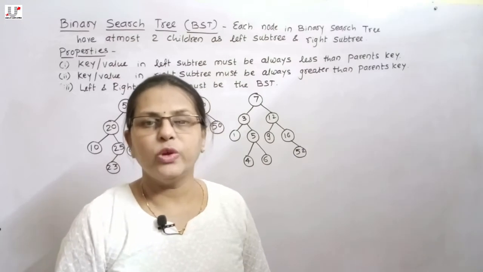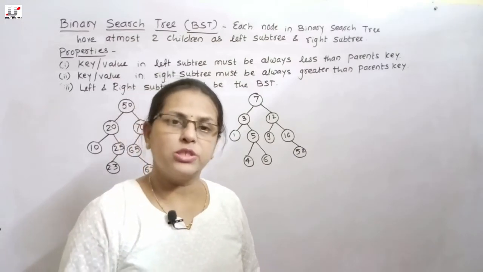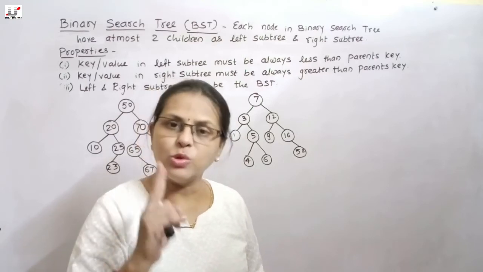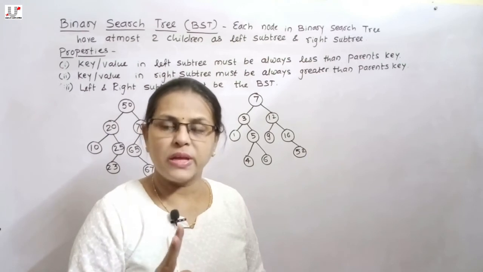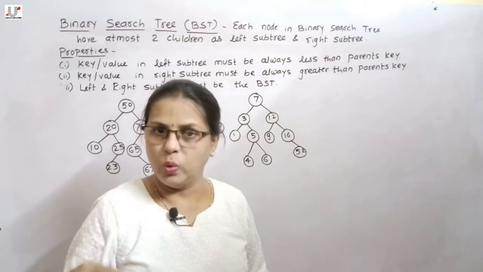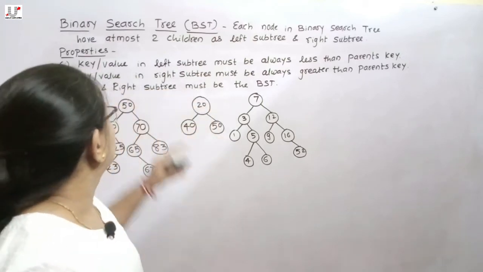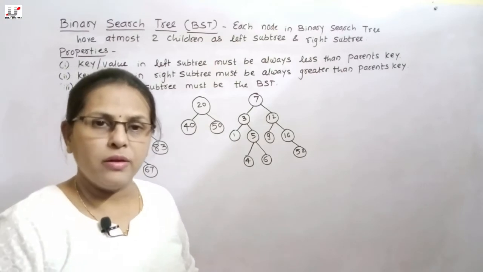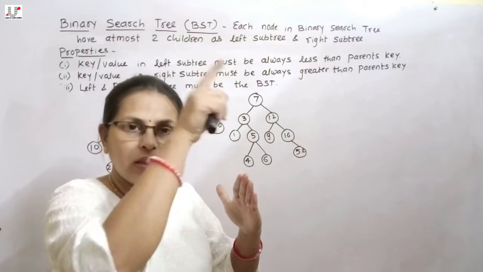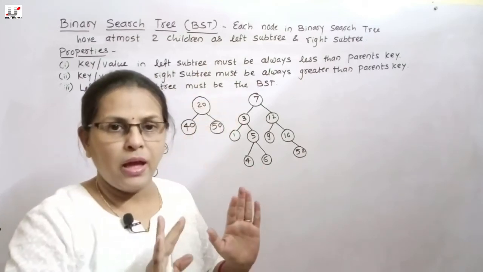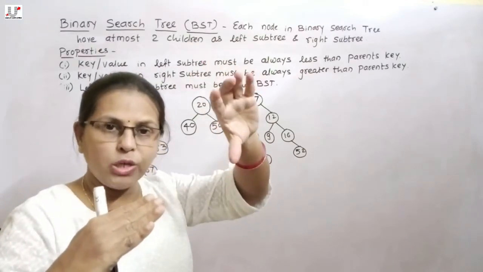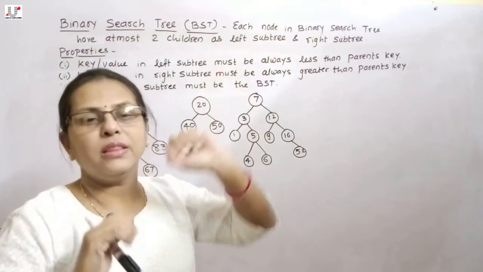Hi friends, in this video we will discuss binary search tree. As the name suggests, binary means it has at most two children. One is present at the left side of a node and another one is present to the right side of a node. The properties of a binary search tree are: values in the left subtree are always smaller than that particular parent's key, and the values on the right side of that parent key are always greater than the parent key.